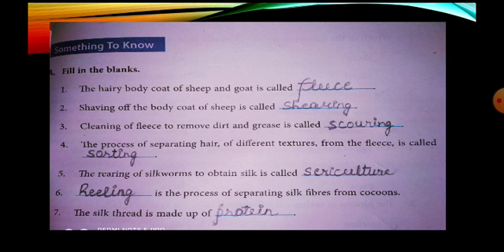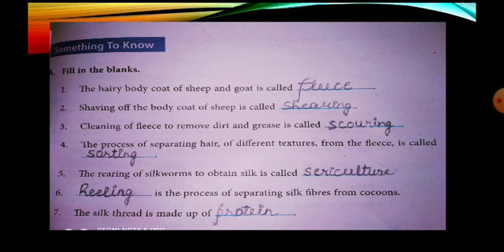Now it is the turn of exercises. So first you have to write the keywords and then the exercises, that is fill in the blanks. The hairy body coat of sheep and goat is called fleece. Just as we have discussed, shearing of the body coat of sheep is called shearing, that is being done by big razors or machines. And then cleaning of fleece to remove dirt and grease is called scouring.